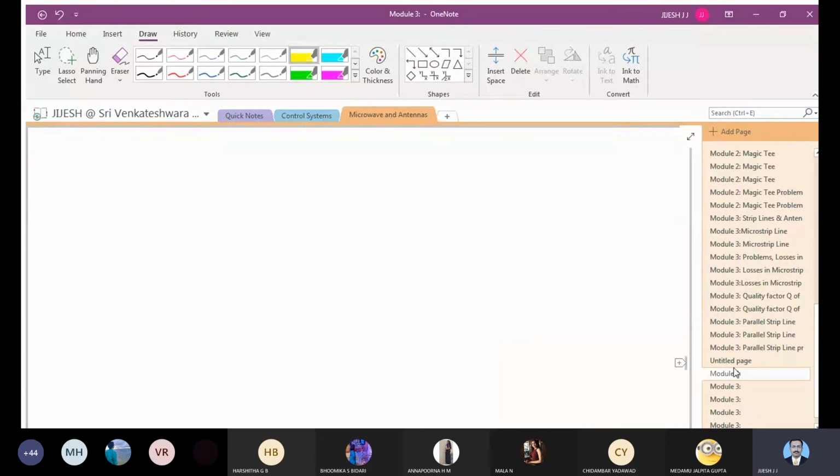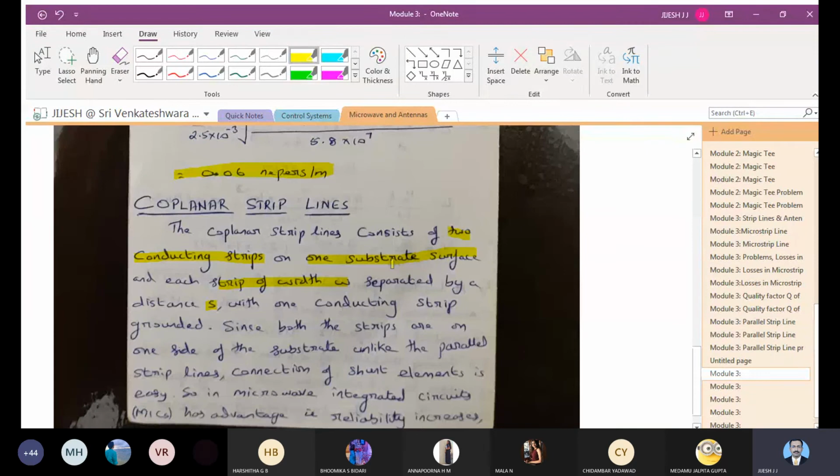The coplanar strip line consists of two conducting strips, separated on one substrate surface, each strip of width W, and separated by a distance of S, with one conducting strip grounded. So that is what you can see. I have grounded one conducting strip there.